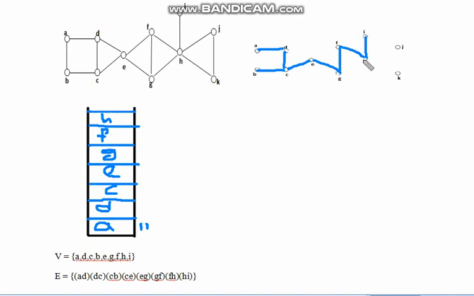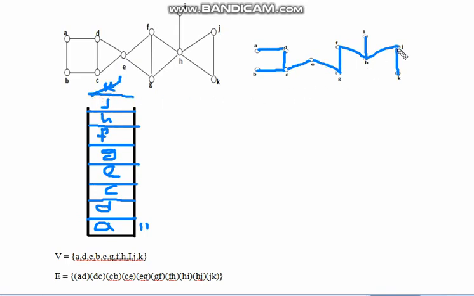Now I'm at H. From H I have H to J and H to K, and I'm choosing H to J. Then the top element is J, I add J to the visited vertex set, and the edge is H to J. Then from J I have only one non-visited vertex, that is K, so I choose J to K. The top element is K, I add K to the visited vertex set, and the edge is J to K. Then from K one path is there, H to K, but it forms a cycle, so backtrack.